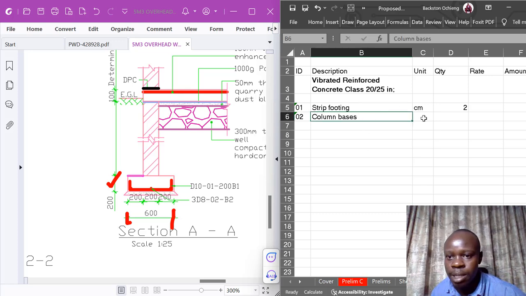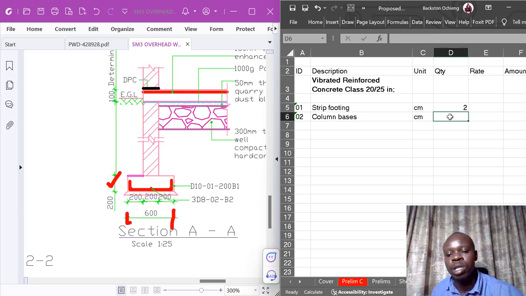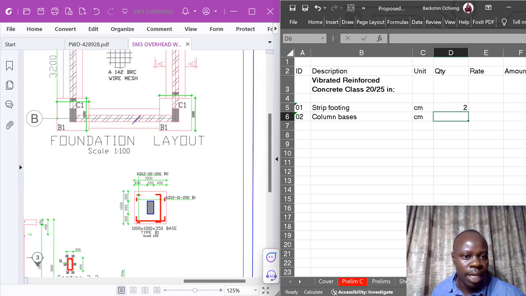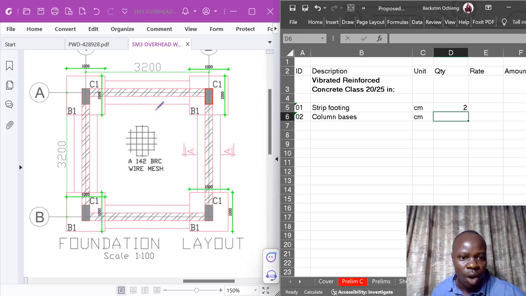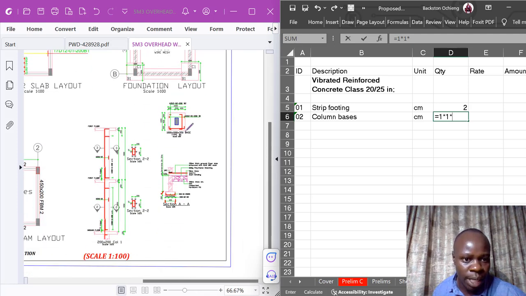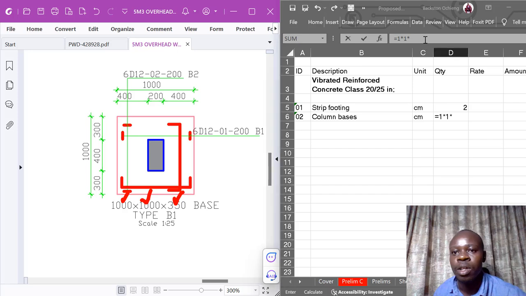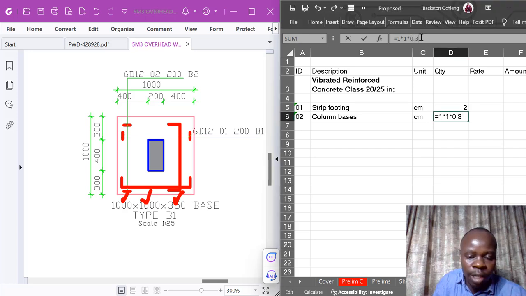In the column bases, it's also measured in cubic meters. That is according to the standard methods of measurement. So for the volume of the column bases, I'll just go to my plan. This is the plan. All the column bases are squares of 1000 each. So I'll take 1 times 1, then multiply by the depth of the concrete in the column bases. This is the detail of the column base, and it's stating 1000 times 1000 times 350. So the final figure there is 0.35, which is the depth of the column base.